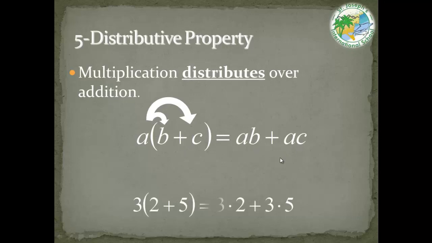Fine. For example, 3 times the bracket 2 plus 5. 3 times 2, plus 3 times 5. Distributive property: 3 times 2 is 6, plus 3 times 5 is 15. Then 6 plus 15 equals 21. This is the end, the last example for this lesson.